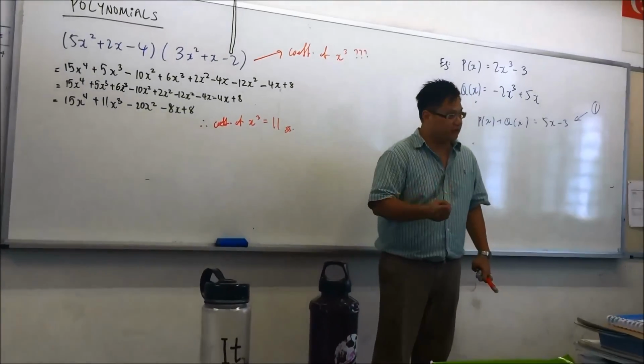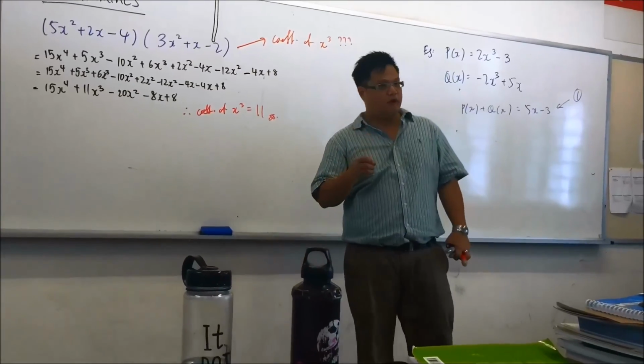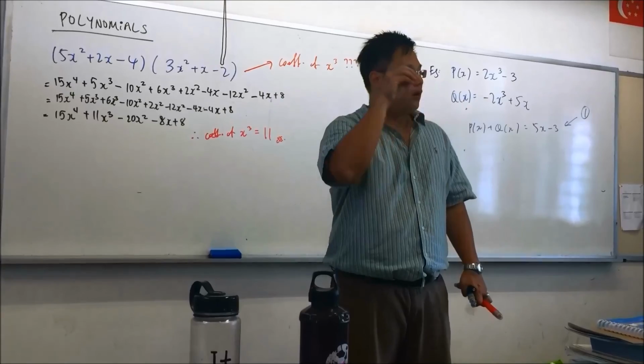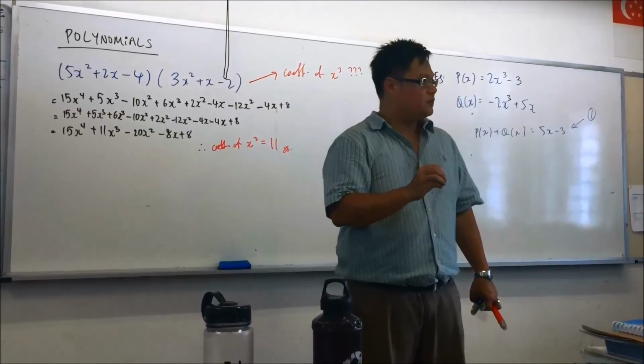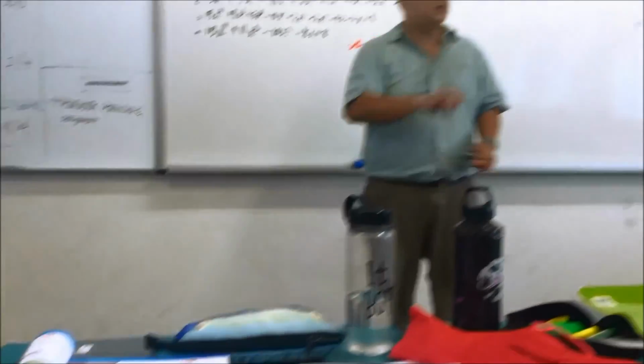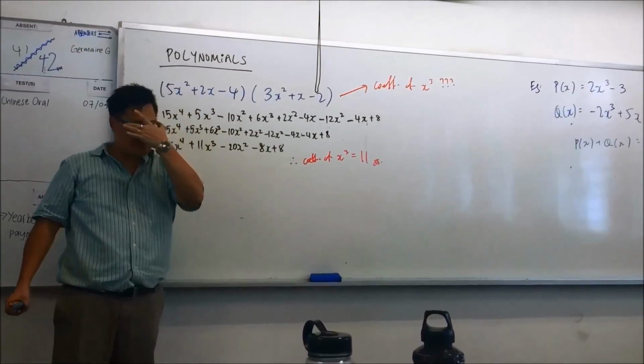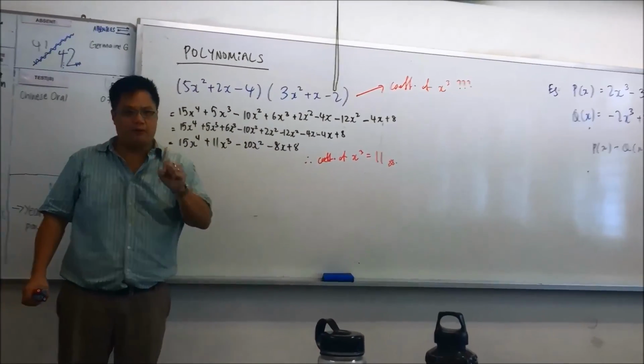But how long do you take to get this? A very long time. Is there another way of doing this? Answer is yes. We just zoom in only on the x cubed term. So this requires you to think a little. Everyone take a look at this. I need you to ask yourself a very important question.